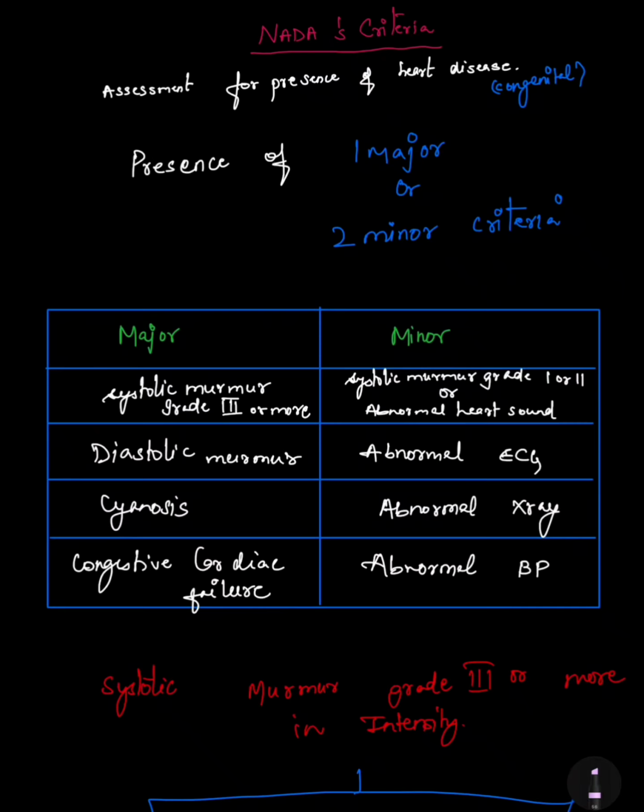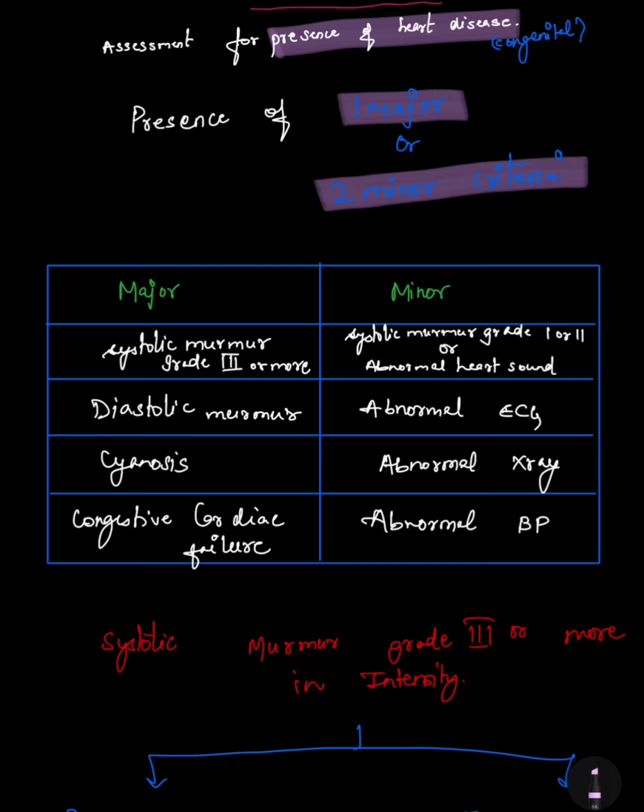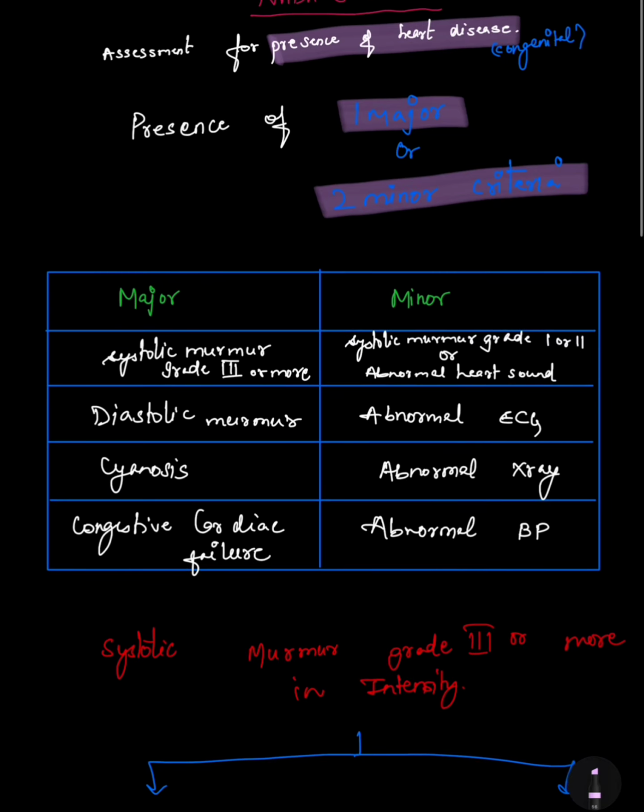Hello everyone, in this video we are going to discuss the NADA's criteria. As you would be knowing, NADA's criteria is for the assessment of the presence of heart disease. So if a newborn is having heart disease or not, for that assessment use the NADA's criteria, mainly for congenital heart diseases. There are major and minor criteria, and if there is the presence of one major criterion or two minor criteria, that can be labeled as heart disease.